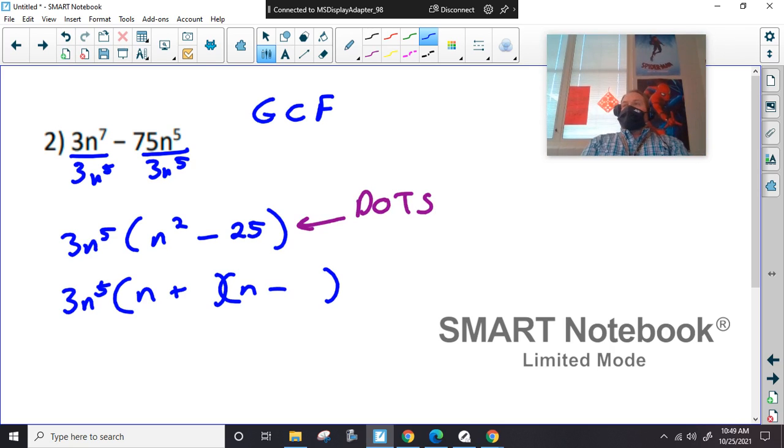Okay, so the square root of n squared is n. The square root of 25 is 5.